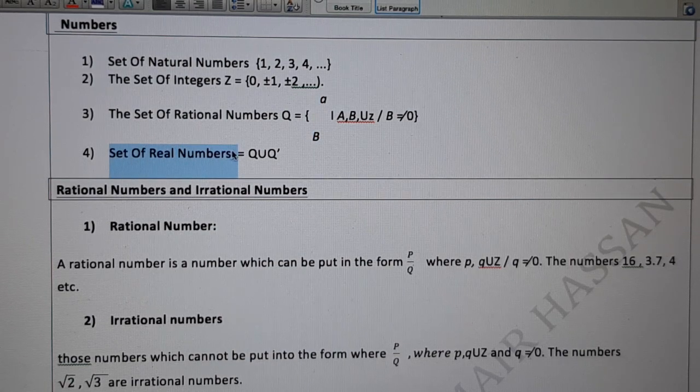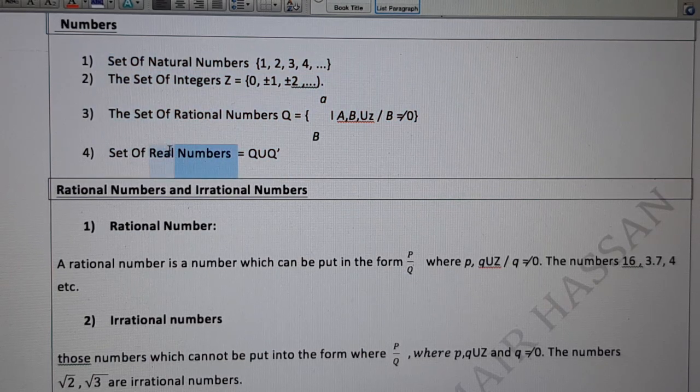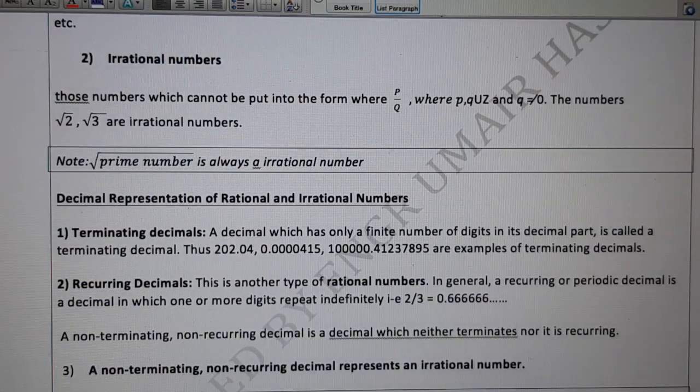The set of real numbers is a union of Q, which is the set of rational numbers, and Q prime, the set of irrational numbers. Now what type of questions are asked about numbers? They used to ask: the set of real numbers is a union of which two sets of numbers? So Q union Q prime will be the answer.